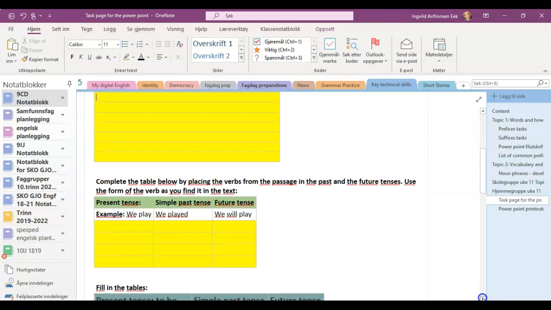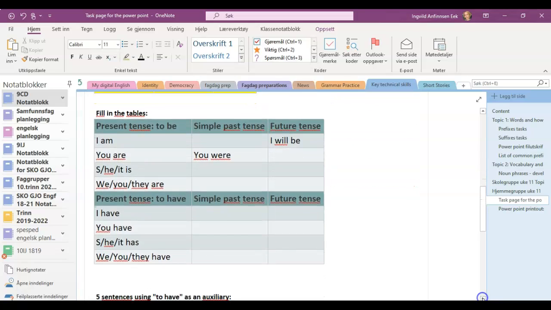Moving on here, you find fill in the tables. You're going to put in the forms of this verb that are missing. Follow the examples like I am. What would you put up here? Maybe I would put I was, right? You are, you were, you will be. All right? So you continue doing that. The right forms of the verb. Fill in. Pause the video and work on this task.